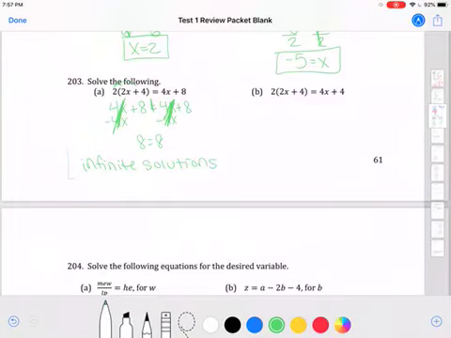Now, on your test, you have to state that as your solution. It's the answer. You can't just say 8 equals 8 and done. You have to state that there are infinite solutions. Or, if it's more along the lines of what we're seeing in part B, same thing. You have to make sure you state your solution, but I'm going to set you up with this to start with the distributive property. So 2 times 2x is 4x, and 2 times 4 is a plus 8. Same situation as the first one.